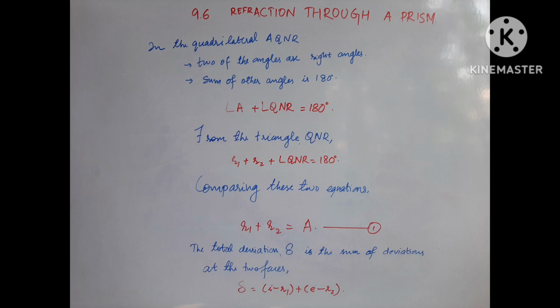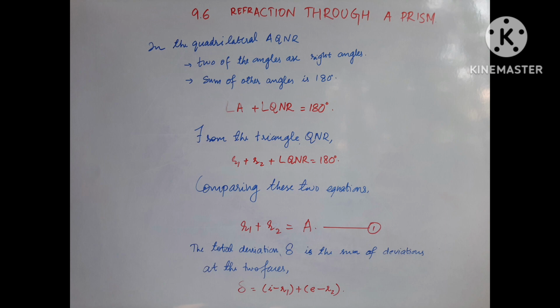When we consider the quadrilateral AQNR, two angles are right angles, so 90 plus 90 is 180. The total of the angles in a quadrilateral is 360, so the sum of the other angles is 180. The other angles are angle A and angle QNR, so their sum is equal to 180. When we consider the triangle QNR, the sum of all the angles is 180, so R1 plus R2 plus angle QNR is equal to 180. Comparing the above two equations, we get R1 plus R2 is equal to A.